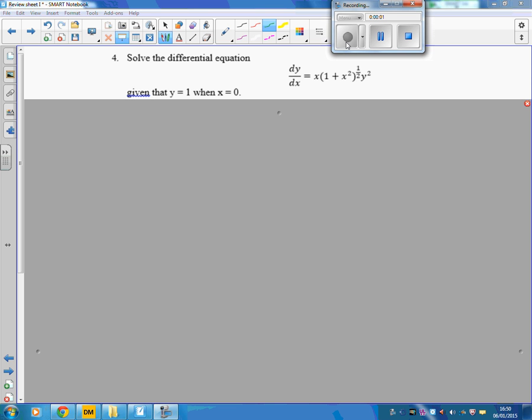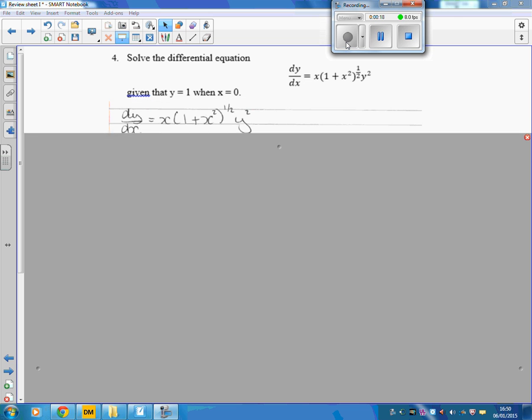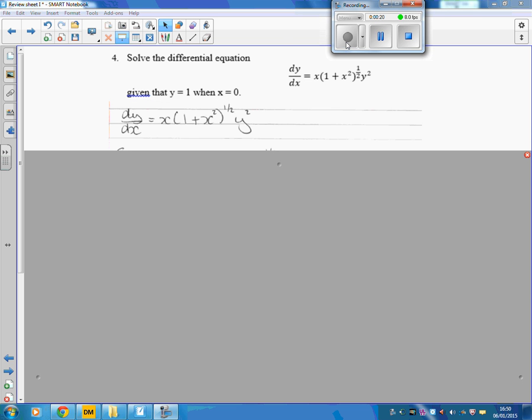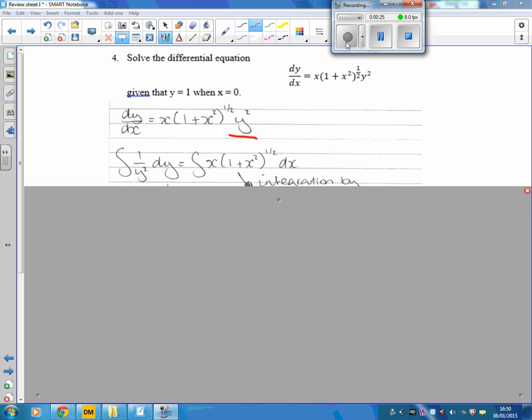Right, review sheet I, question 4, last one, guys. So we're separating variables again to solve a differential equation. So let's start off getting our y's on the left and our x's on the right. So let's divide down by y squared onto the left, so that gives me 1 over y squared. And the x's are already on the right, but we need to multiply it by dx and integrate both sides.